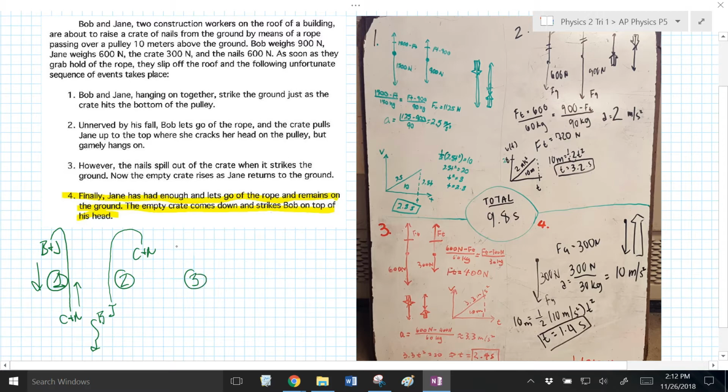Situation three, Jane's up at the top. The crate bursts, and so the nails go away. And then situation four, so here Jane would have gone down, crate would have gone up. So now finally Jane goes away, lets go of the rope, and it's the crate coming down on its own. Something like that.